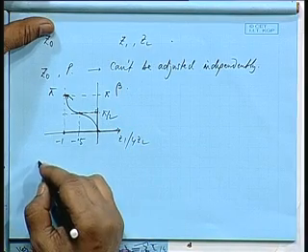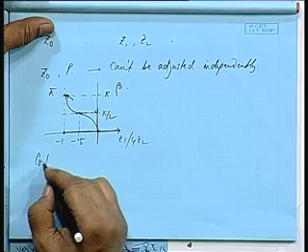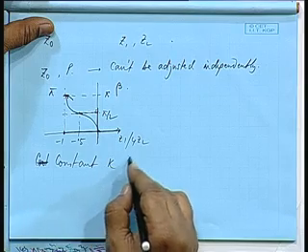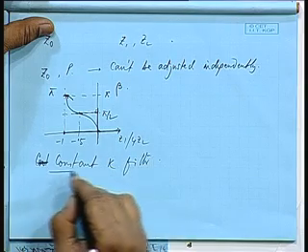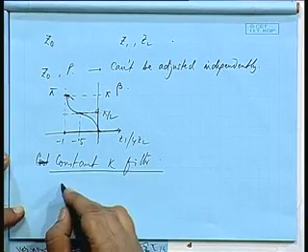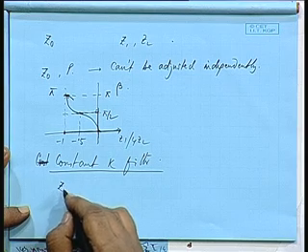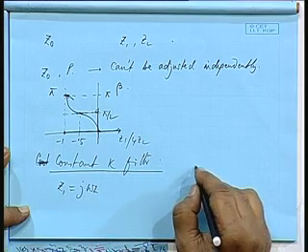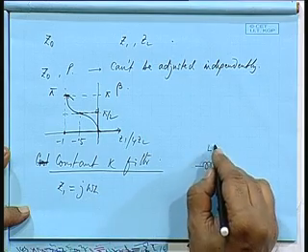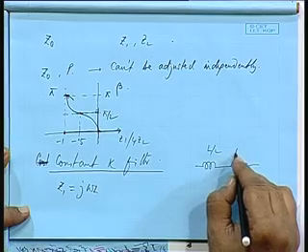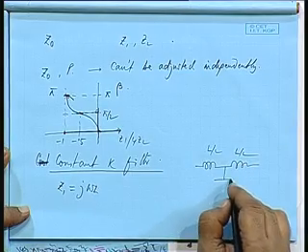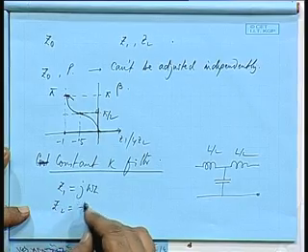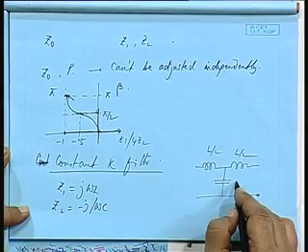Now, we will go for the design of a constant K filter. Let us take two elements, say Z 1 is j omega L, just an inductance, that means we have L by 2 and then L by 2, and a capacitance C here. Z 2 is equal to minus j by omega C.